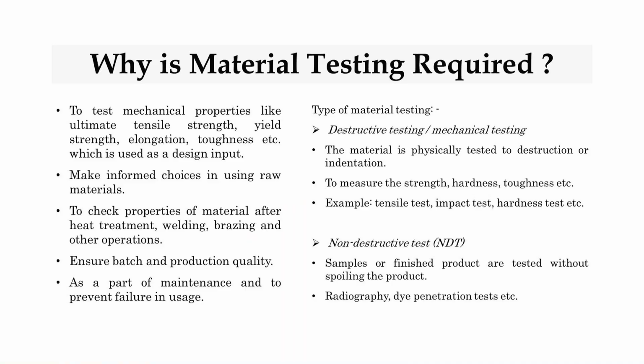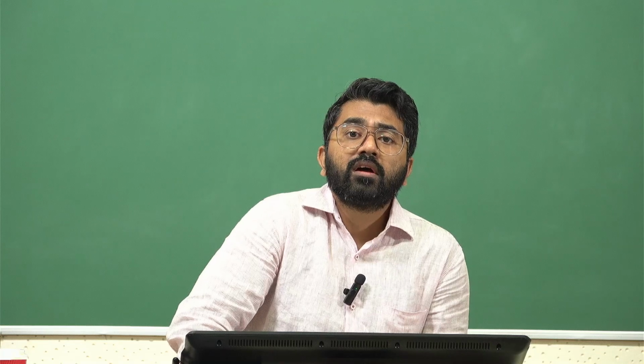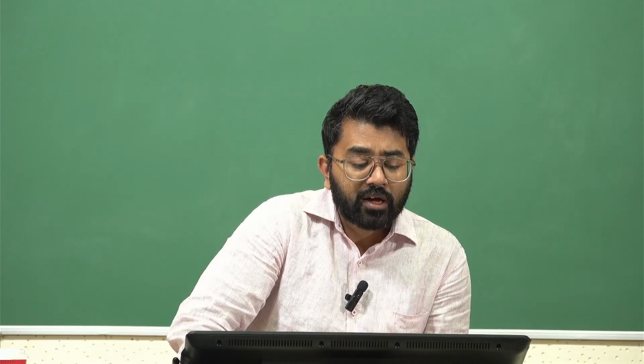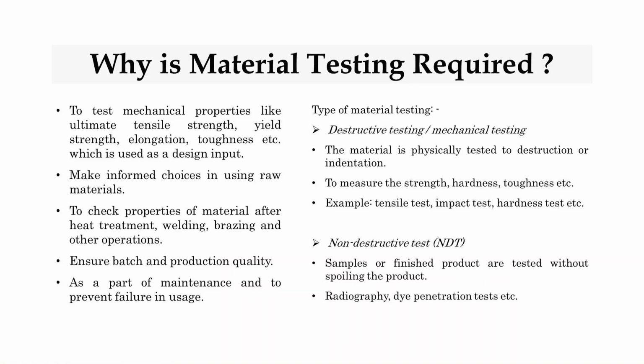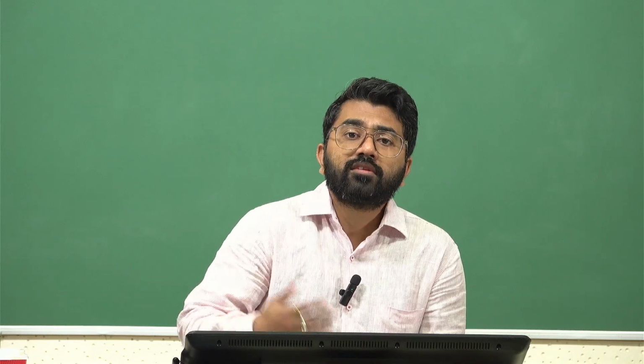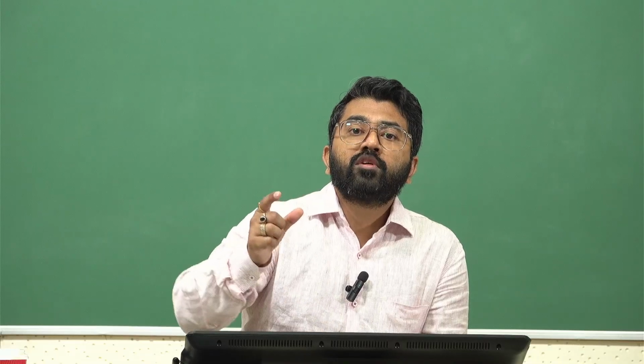So also, with the knowledge of material testing, you will be able to make informed choices in using several raw materials, like whether I would like to use hydrogels for mimicking the skin tissue, or whether I would use silicone or some other materials, right? To check the properties of a material after heat treatment, welding, brazing and other operations, this doesn't apply for the majority of soft tissues. This is for the majority of the hard materials, right? Ensure batch and production quality. So this is when I'm making soft tissue mimics, it's nice to see whether the first mimic of the skin is the same as the second mimic and things like that, right?